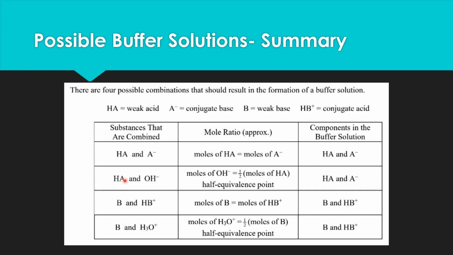Or we can have a weak acid and a strong base. Moles of our hydroxide are half the moles of the acid. So it's that half equivalence point, and it will react some of this weak acid into its conjugate form, half of it actually, and we get that buffer solution.